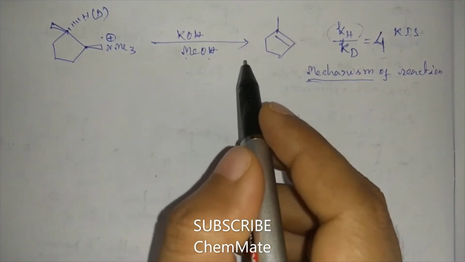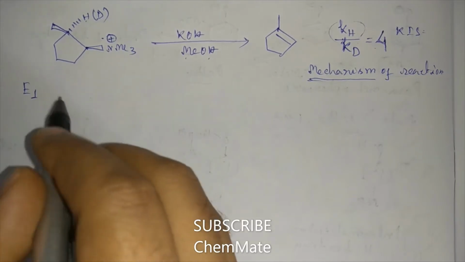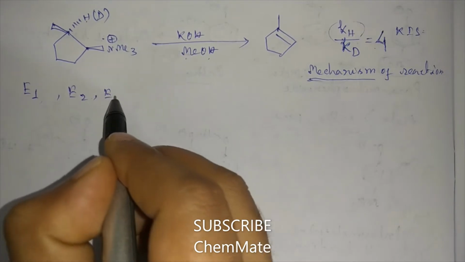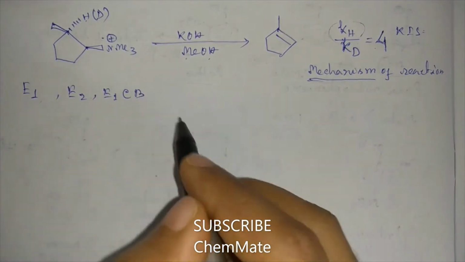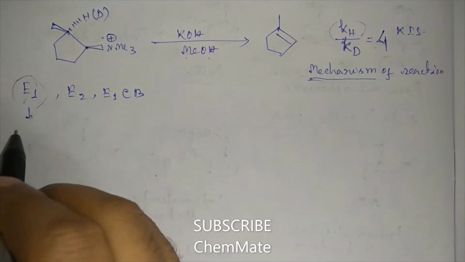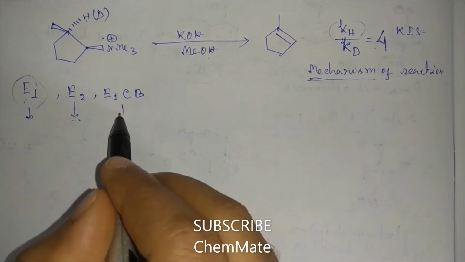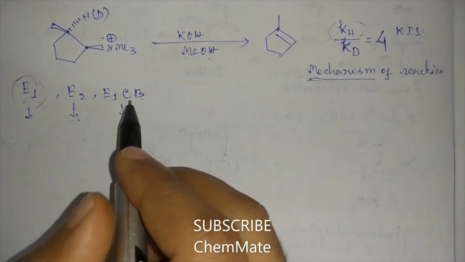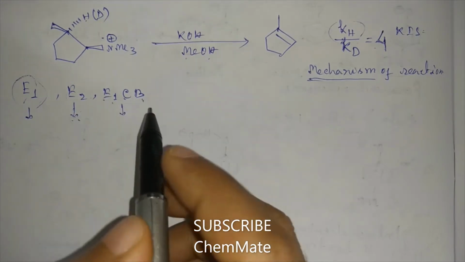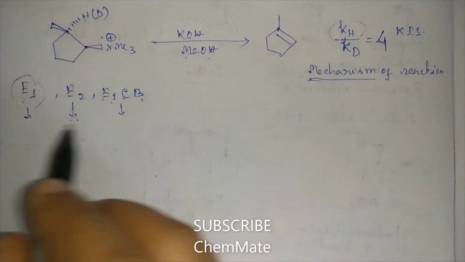So elimination reactions generally proceed through three mechanisms, that is E1, E2, E1CB. E1 means elimination unimolecular, E2 is elimination bimolecular, E1CB means elimination unimolecular via conjugate base. So we have to determine what mechanism it will follow.